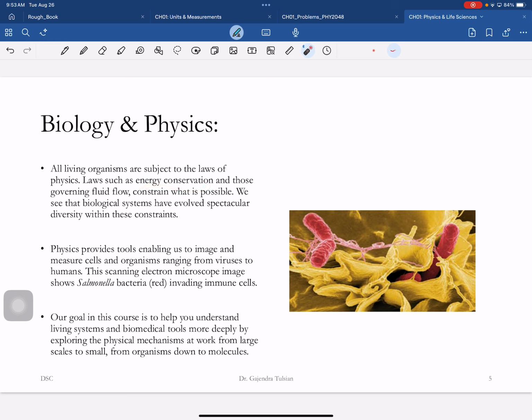What does that mean? What does the law of energy conservation mean? Energy is not created or destroyed. So the total energy is constant. And so no matter what process goes on in your body, it has to obey that law. Energy conservation. Then there's laws constraining fluid flows.